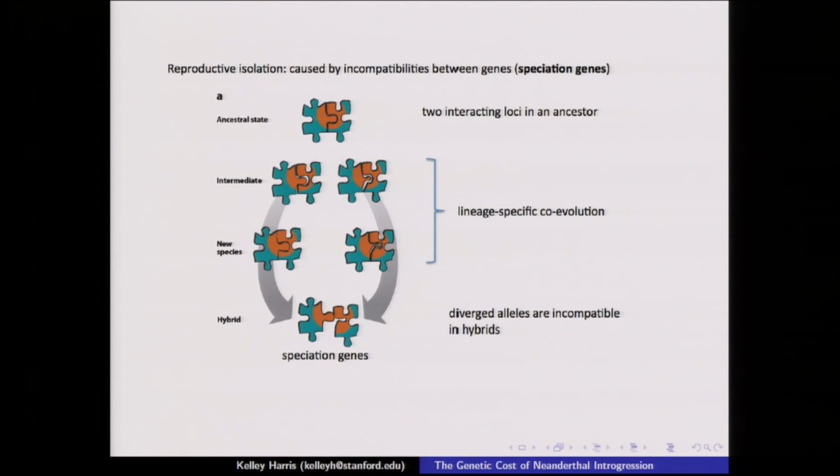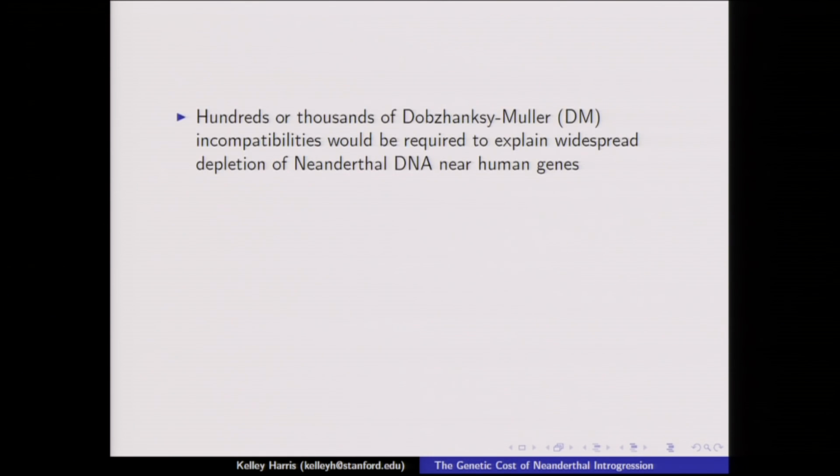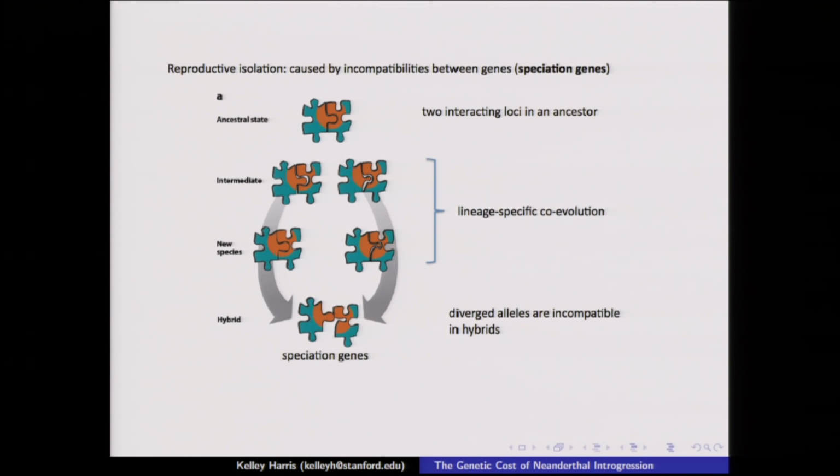And so one thing that could be behind this that they talked about in their paper is Dobzhansky-Muller incompatibilities. That's the idea where you have an interaction between two loci of some kind, and then you have two populations that stop interbreeding. Then through selection or drift in one population, you could have the emergence of an allele at one locus that could interact negatively with certain alleles at the other locus.